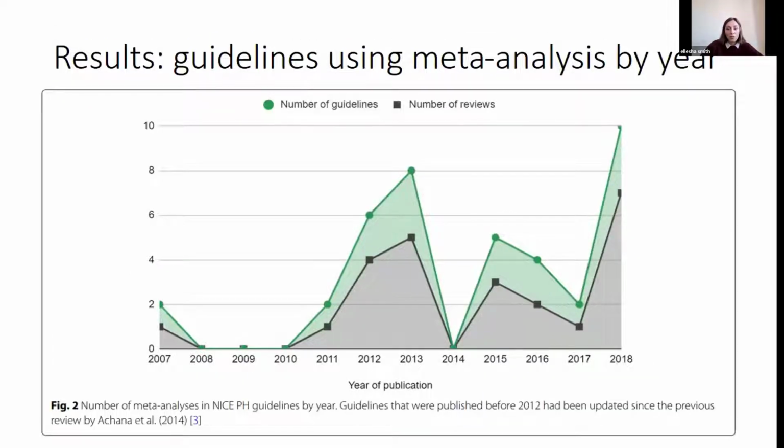The frequency of reviews and guidelines that use meta-analytic methods were plotted against year of publication. The number of meta-analyses is quite variable, but there is some suggestion that the number of meta-analyses is increasing, particularly in 2018.